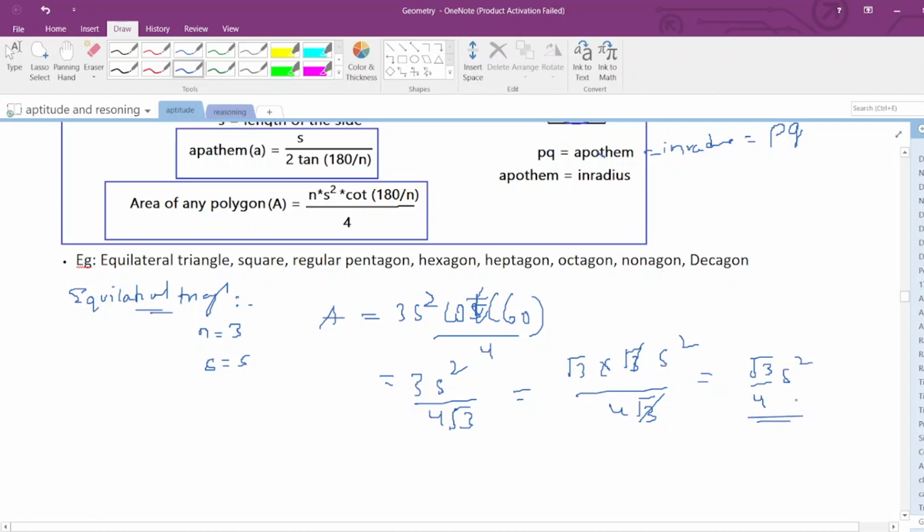Sometimes we call the side a, sometimes we call it s. So here I wrote s, so the area of an equilateral triangle is equal to root 3 by 4 s square.